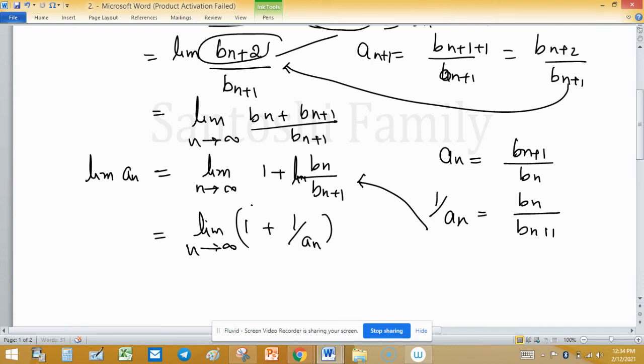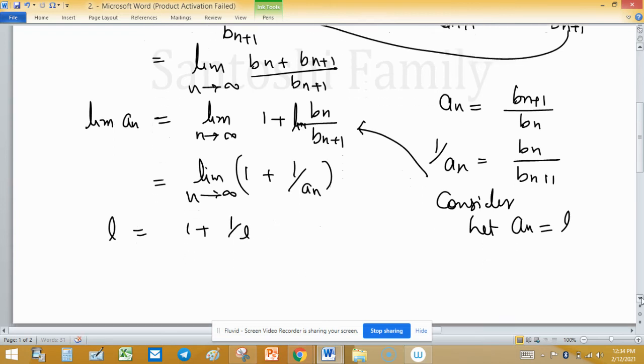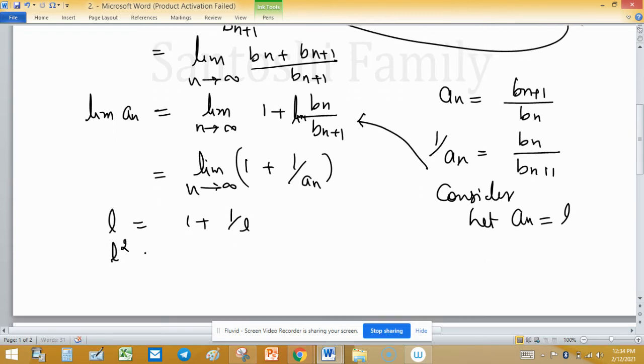And consider, or let, the limit of a_n be L. So on this side L, and on that side 1 plus 1 upon L. It means L squared equals L plus 1. This implies L squared minus L minus 1 equals 0. This is a quadratic equation in terms of L.